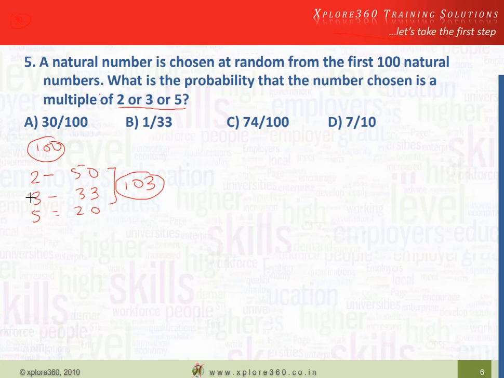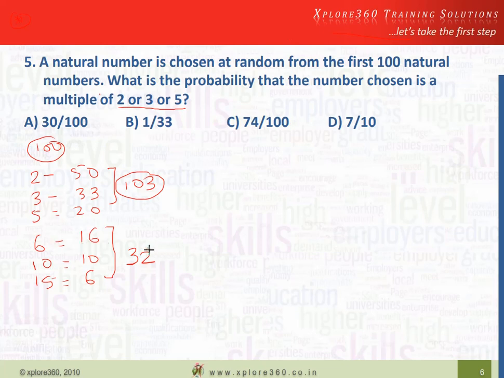So what I am going to do, 2 into 3, 6. Numbers divisible by 6, how many of them? 100 divided by 6, that is 16. Then numbers divisible by 5 into 2, 10, it is going to be 10, and 5 into 3, 15, it is going to be 6. So these are extra numbers taken twice. The sum of these numbers is 32. You have to subtract 32 from this, because these are taken twice.